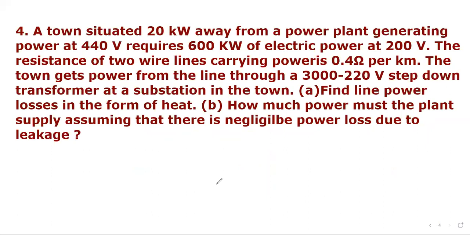This is a very good question for CBSE board. Here, a town is situated 20 km away from a power plant generating power at 440 volt. The town requires 600 kilowatt of electric power at 200 volt. The resistance of the two wire lines carrying power is 0.4 ohm per kilometer. The town gets power from the line through a 3000 to 420 volt step down transformer at a substation in the town.